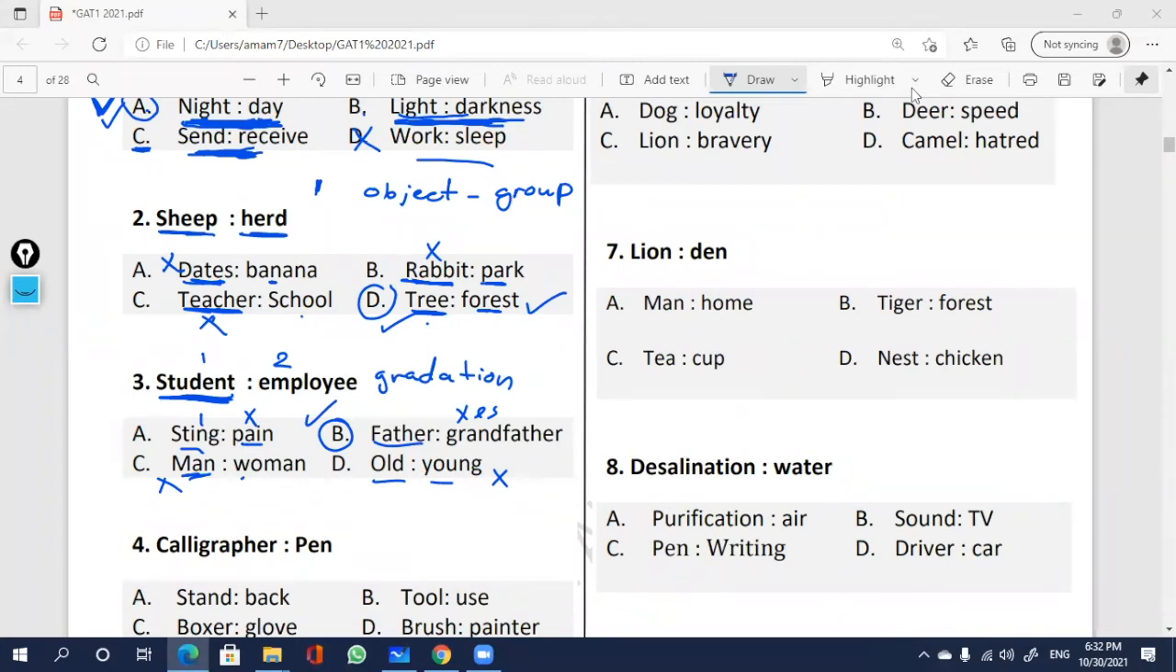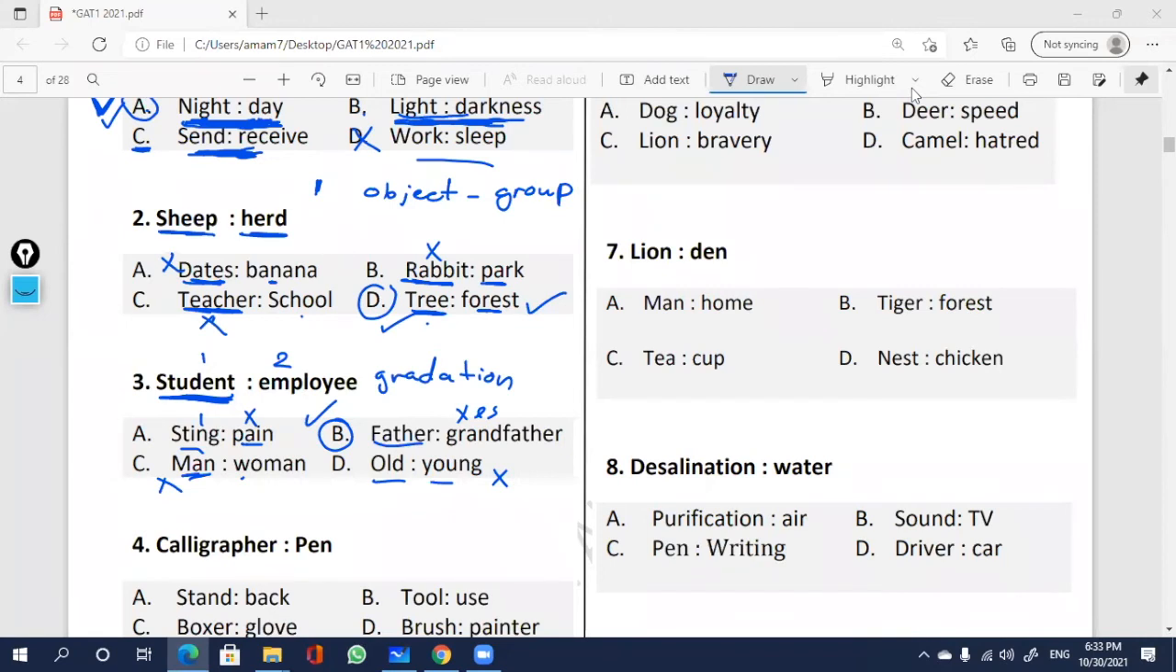No, it's not succession. Gradation means it's like progression. Okay, it's like a progression. Okay, we have calligrapher, pen. Can you answer this one? Raise your hand.